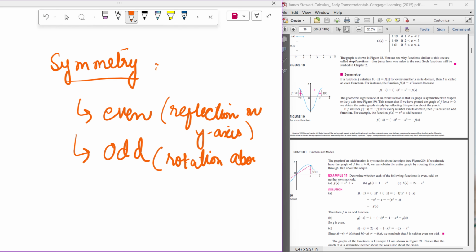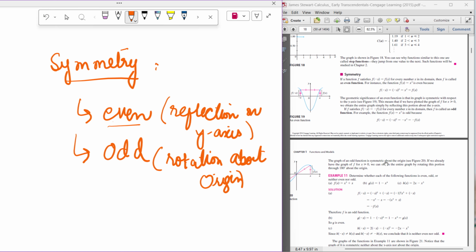about origin. So whenever the reflection of a graph is exactly opposite on the y-axis, meaning what I see on one side of the y-axis is the same on the other side, then it means the graph is even. And when there is a rotation, the graph is odd about the origin.